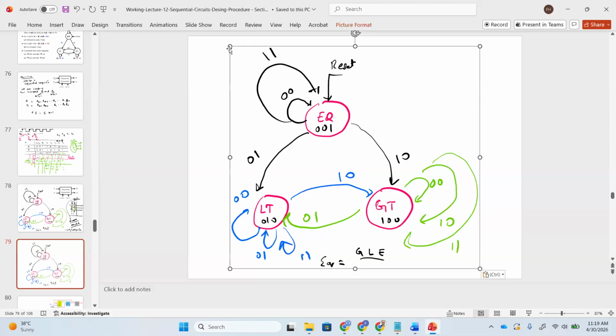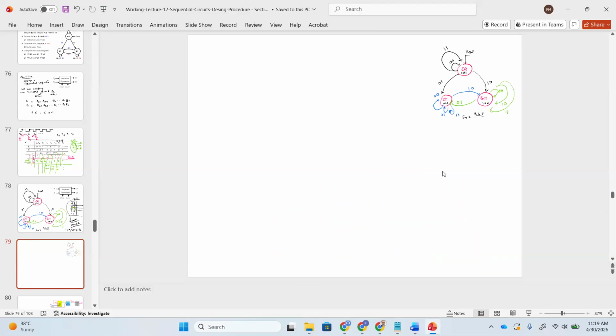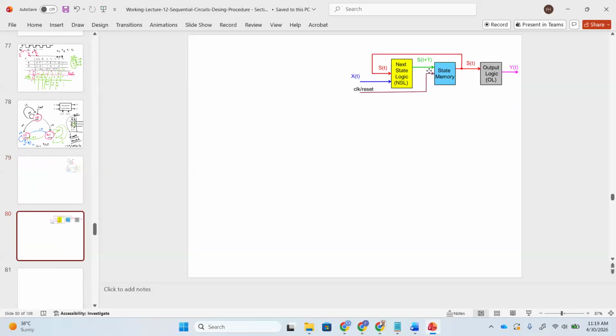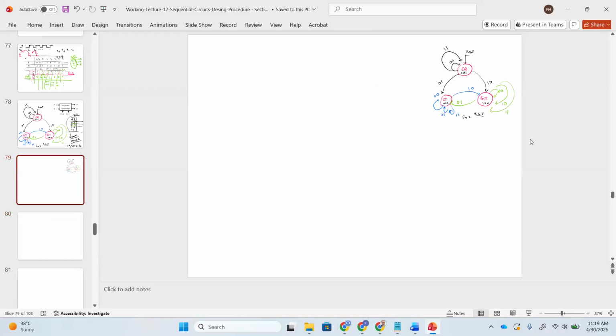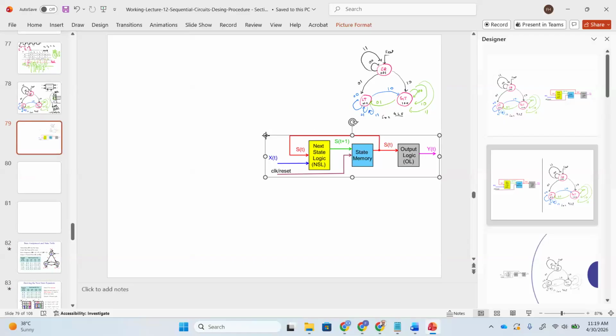So now we have this diagram, and we draw the state transition table. And please remember, to do that we need two things. We need this thing, and we also need this thing. Why do we need this thing? We need this because this is a Moore diagram. So this is the block diagram of a Moore. Got it or not got it? Clear or not clear?